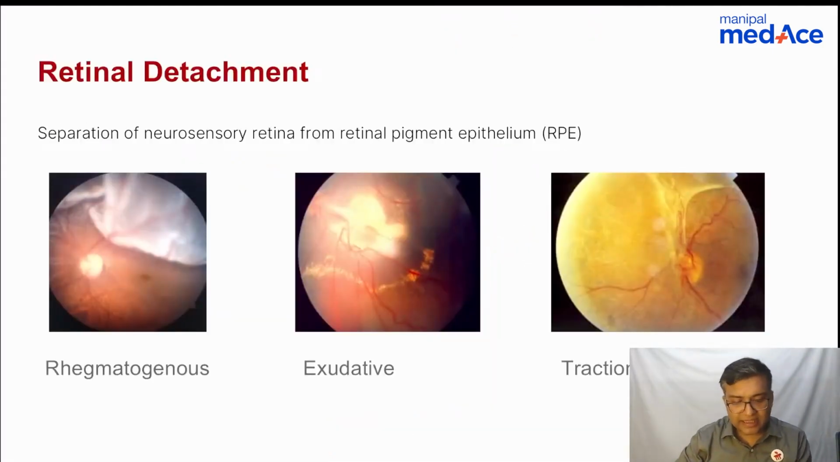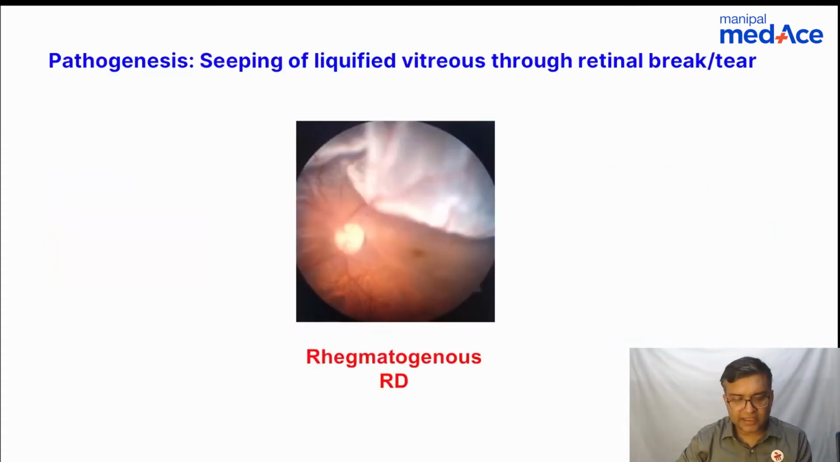Now we come to the next image based scenario where they ask about retinal detachment. So there are three types of retinal detachment: rhegmatogenous retinal detachment, exudative retinal detachment, and tractional retinal detachment. Let us learn a bit more about that. So first of all is the rhegmatogenous retinal detachment.